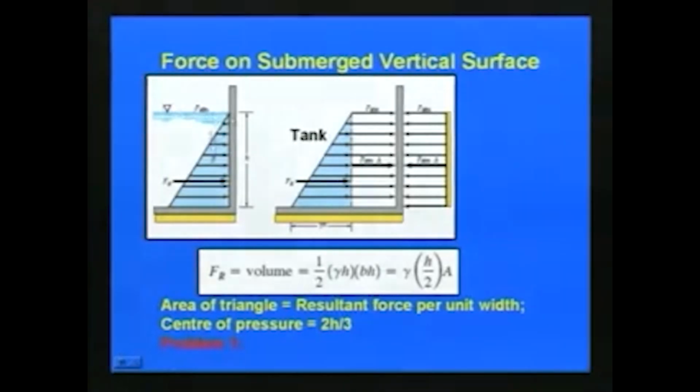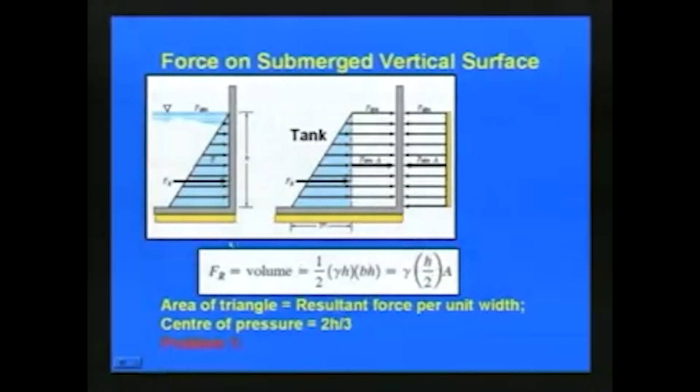So, with respect to this, we can write the resultant force is equal to half gamma h into B into h, where B is the width of the tank which we are considering. So, we can write the resultant force as the volume which we are considering with respect to this elemental volume. That can be written as gamma h by 2 into the cross sectional area B into h.